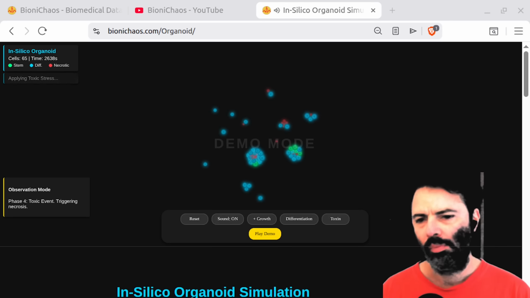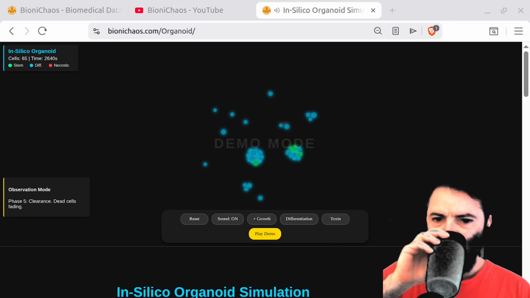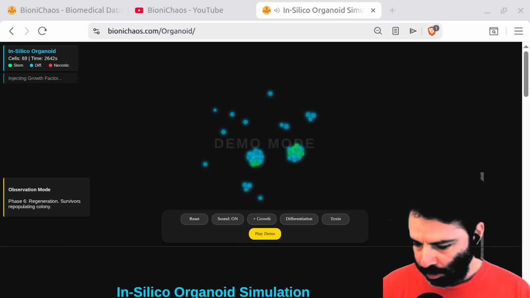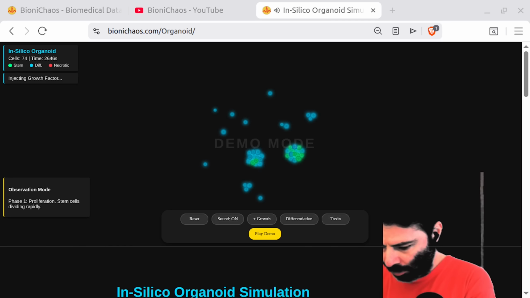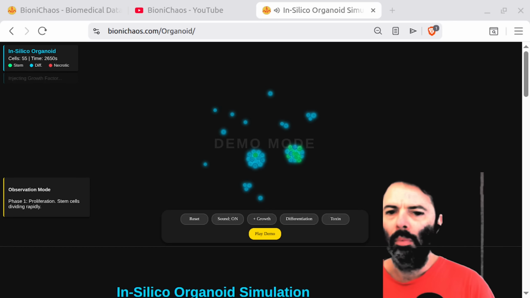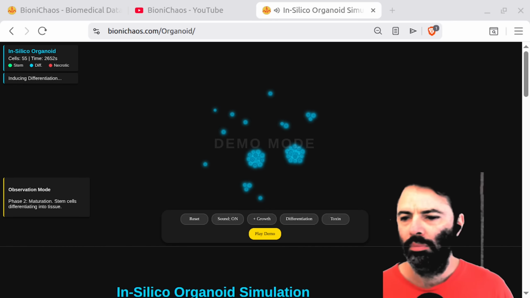Runs a sequence of staged actions immediately and then every 3 seconds. Shows the demo indicator and phase text via update demo overlay. Of stages, the actions array executed in order, looped. Phase 1, proliferation. Message: phase 1, proliferation.